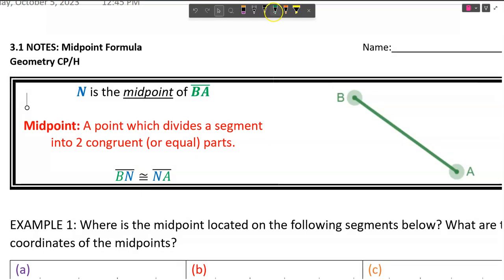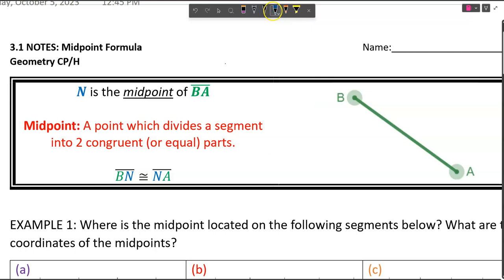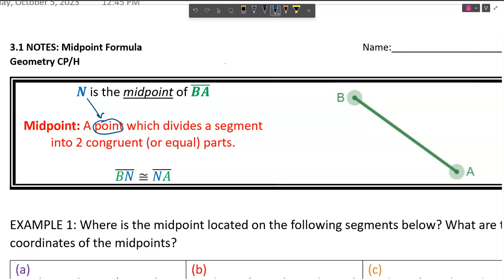So if I want to create a drawing that represents that statement, what I would do is place N, the midpoint, which divides the segment into two equal parts, also known in geometry as two congruent parts. So point N would be directly in the middle, so that the length of segment BN, on the left, would be equal to segment NA on the right. So those two segments are equal, and we use the dash to represent that equality.